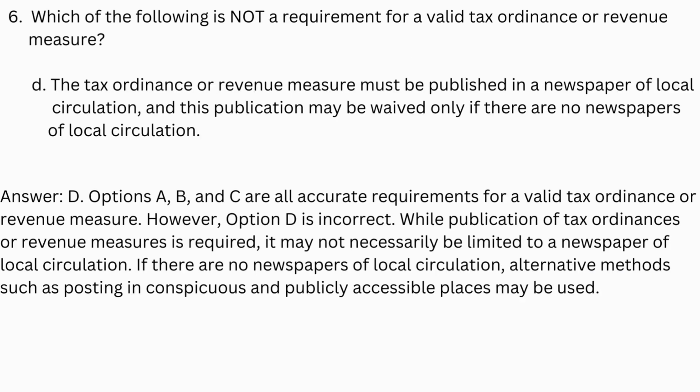Answer, letter D. Options A, B, and C are all accurate requirements for a valid tax ordinance or revenue measure. However, option D is incorrect. While publication of tax ordinances or revenue measures is required, it may not necessarily be limited to a newspaper of local circulation. If there are no newspapers of local circulation, alternative methods such as posting in conspicuous and publicly accessible places may be used.